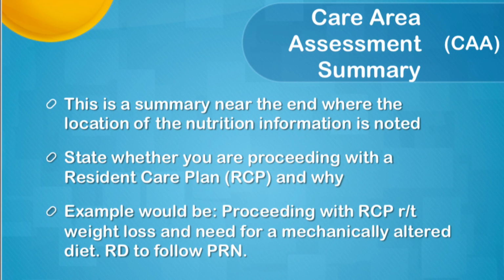Care Area Assessment is a summary near the end where the location of the nutrition information is noted. You state whether you are proceeding with a resident care plan and why. An example would be proceeding with a resident care plan related to weight loss and need for a mechanically altered diet, RD to follow PRN.